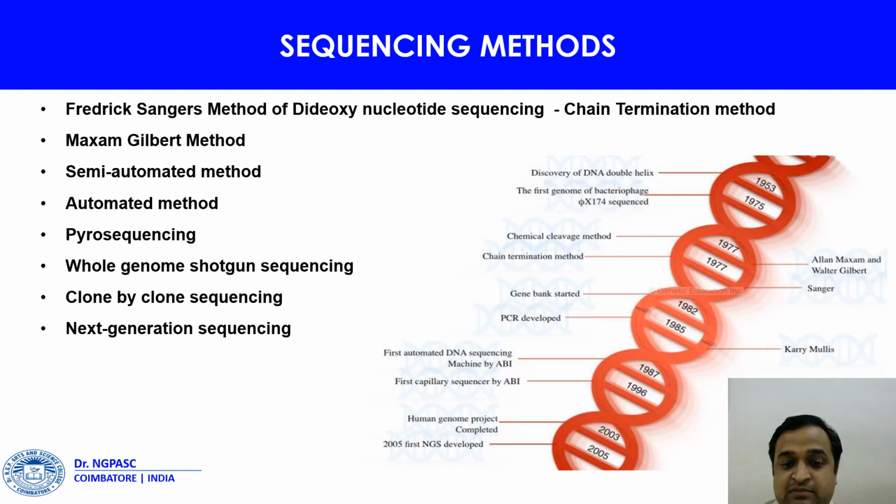automated DNA sequencing machine was developed in the year 1987. The first capillary sequencer was developed in the year 1996. The Human Genome Project was completed in the year 2003. 2005 is the year in which the next generation sequencer was developed. So many years were in between Frederick Sanger's method, which was developed in the year 1977, and the next generation sequencer, which was developed in the year 2005.